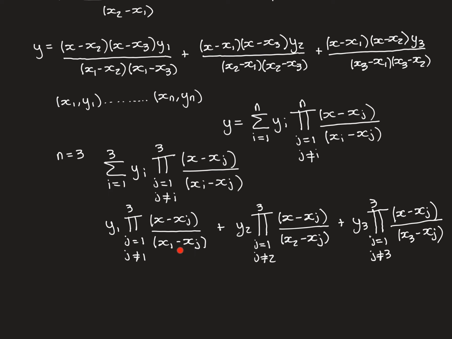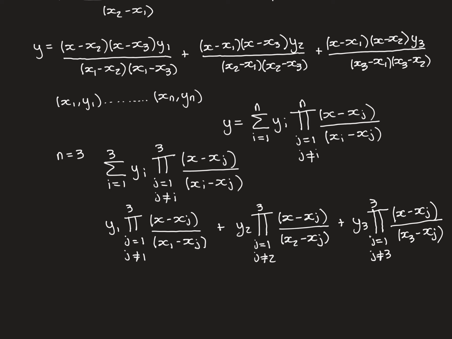Now thinking about what each of these products is equal to, let's plug in the numbers. We're excluding j equals 1, so we'll have j equals 2 and then j equals 3, and we want to multiply the two by one another. So we're going to have (x minus x2) over (x1 minus x2) times (x minus x3) over (x1 minus x3), and that's exactly what you get here. The bit (x minus x2) over (x1 minus x2) is from j equals 2, and this bit (x minus x3) over (x1 minus x3) is from j equals 3, so that gives the correct coefficient for y1.